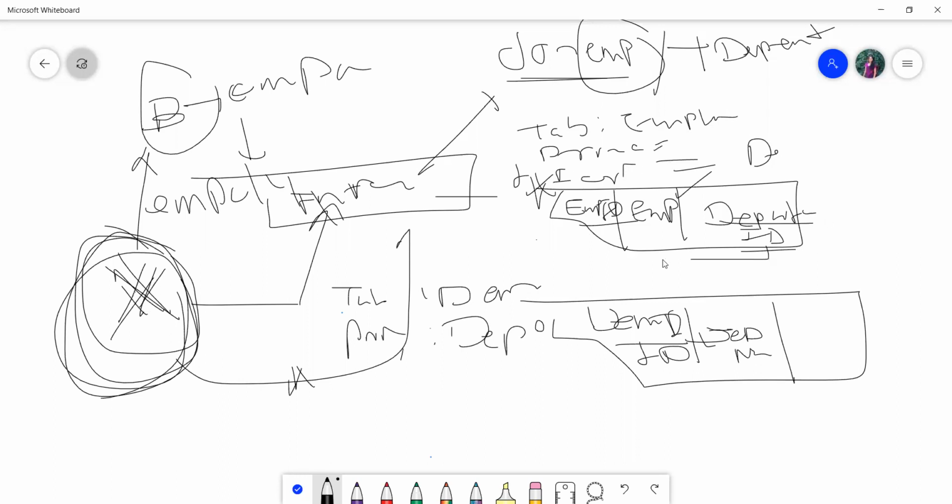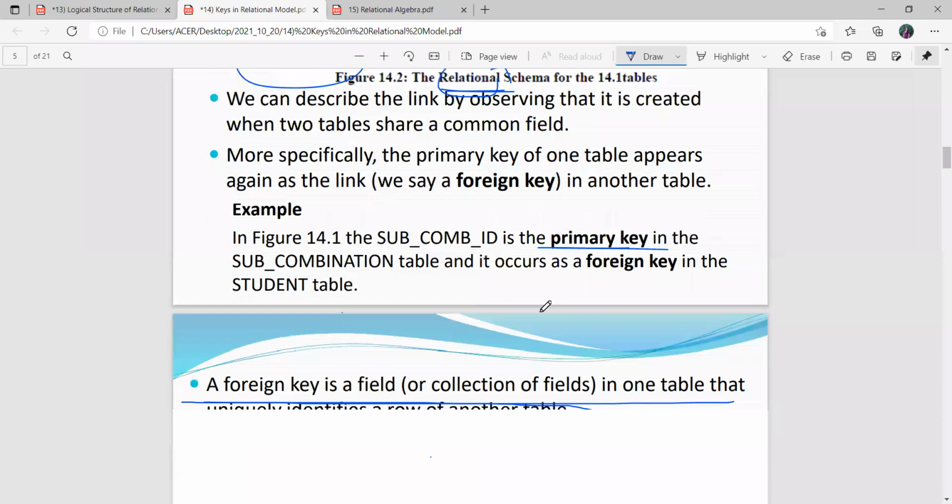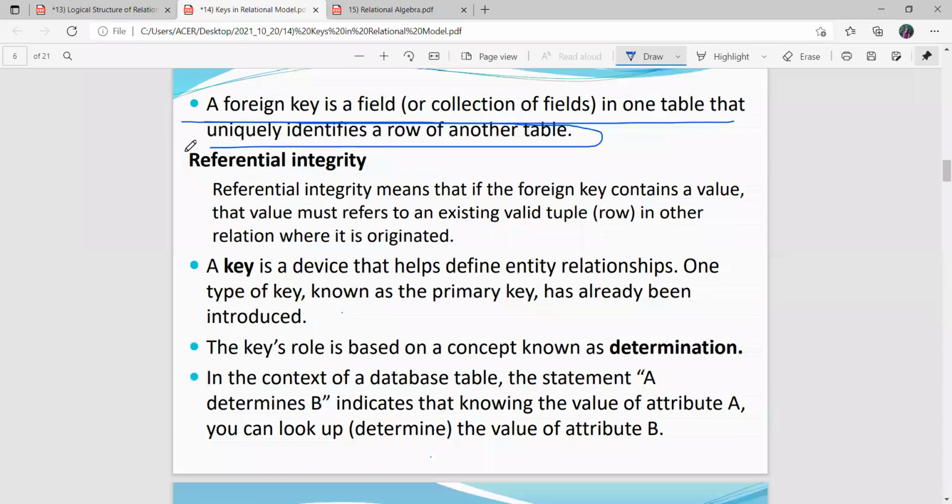So we can create a link between these two. The foreign key in one table is definitely a primary key in another table. I think it is clear now. Then let's discuss referential integrity. In the first case, we discussed entity integrity, which is available with the primary key.